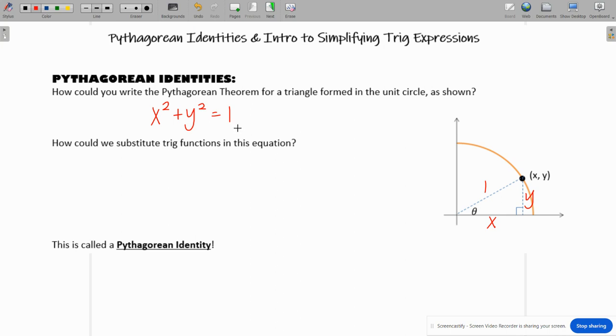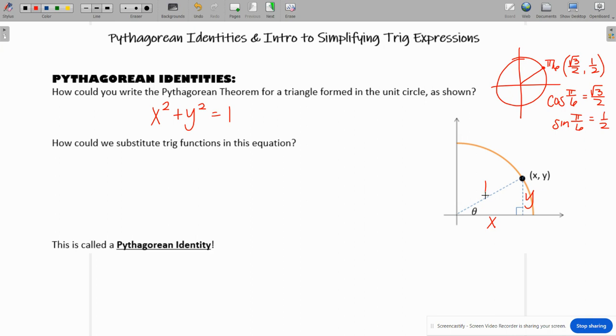So how does this help us? Well, how could we substitute trig functions into this equation? Think about what we know about any terminal point. On the unit circle, let's say I'm at pi over 6. If this is the angle pi over 6, then it has the terminal point root 3 over 2, 1/2. If I say, what's the cosine of pi over 6? Our answer is going to be the x coordinate, root 3 over 2. And if I say, what's the sine of pi over 6? That's going to be the y coordinate, which is 1/2.